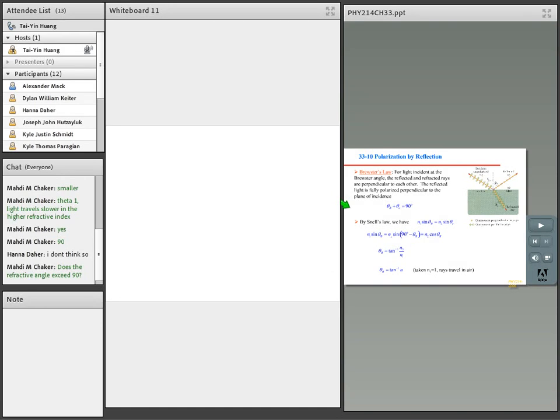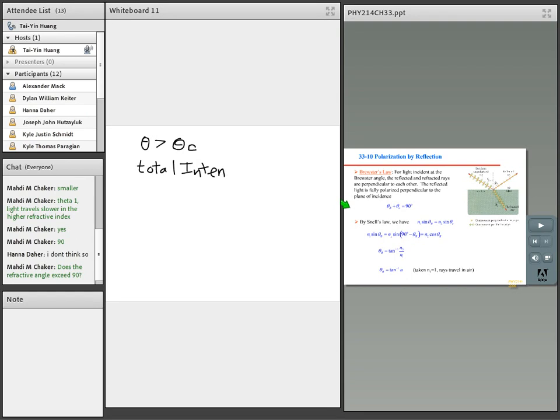When you have an angle that is greater than the critical angle, then total internal reflection occurs. So in other words, we do not expect any refracted ray. All the light ray will be reflected back into the medium itself. So this is what we call total internal reflection. And we actually use this principle for a lot of things.